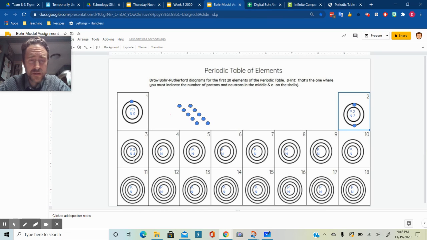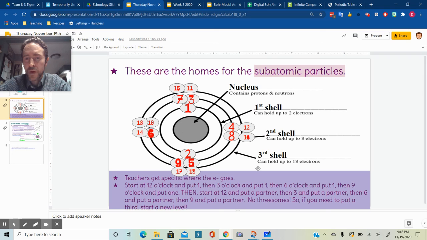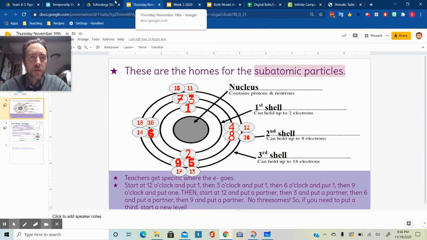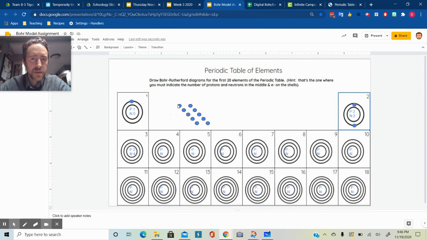Okay, and here's the tricky part. I have 3 protons, so I should have 3 electrons. If you go back here though, remember the first shell can only hold 2 electrons. After that, we have to start putting them on the second shell. So let's do this. We put 1, 2 on the first shell, and then the third one goes on the outer shell.